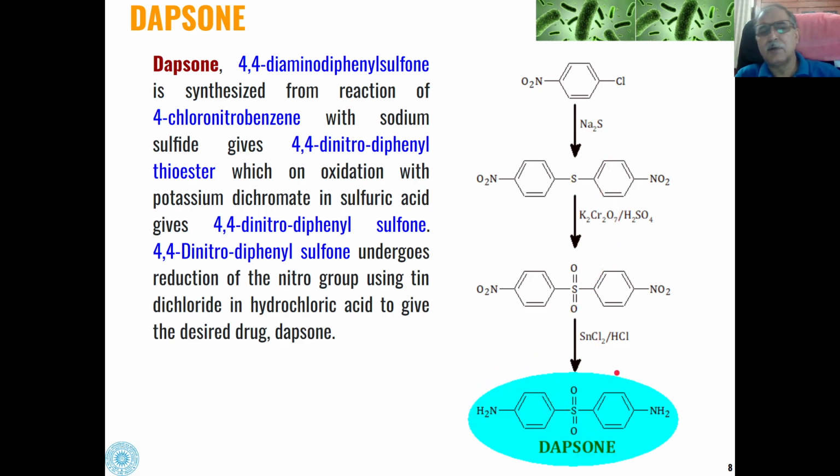The process of synthesis of this drug is very simple. So first is sulfide formation, then sulfide undergoes oxidation, and then these nitro groups undergo reduction. So this is an oxidation-reduction process.